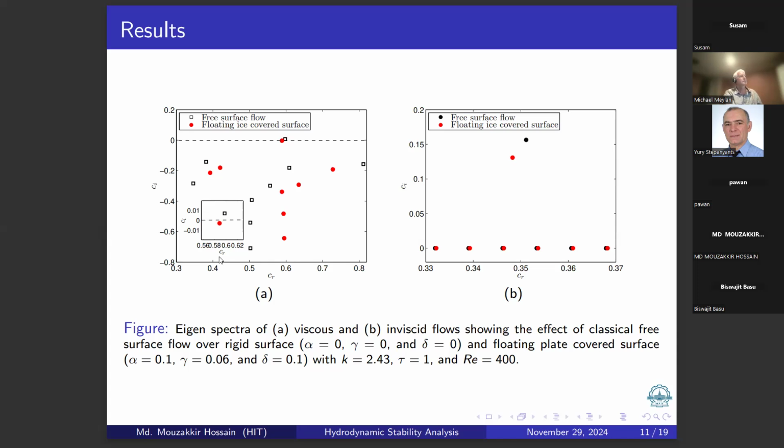So for the floating elastic plate covered surface, we can see that the surface wave is basically damped, and its corresponding growth rate decreases. And for inviscid flow, you can see the growth rate is very high as compared to the viscous fluid. For that case also, the floating elastic plate has a damping effect on the surface wave instability.